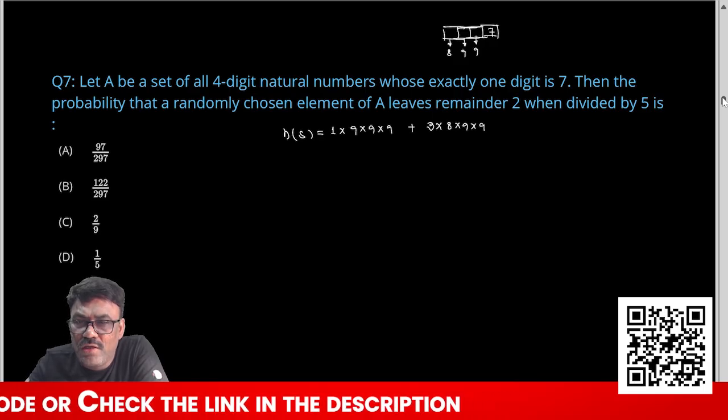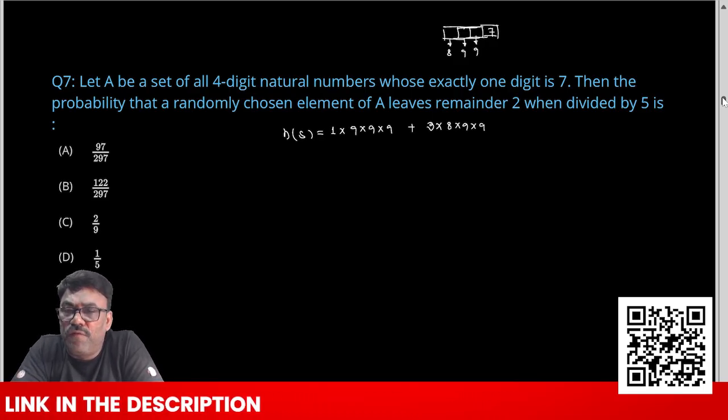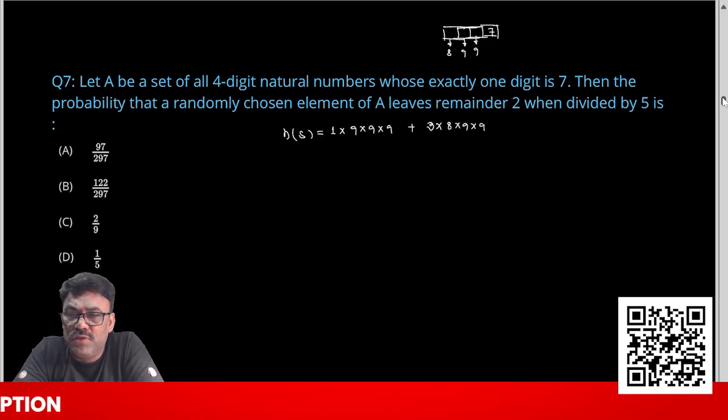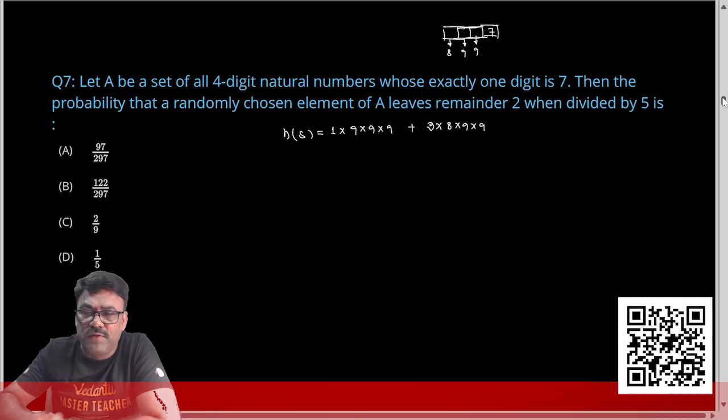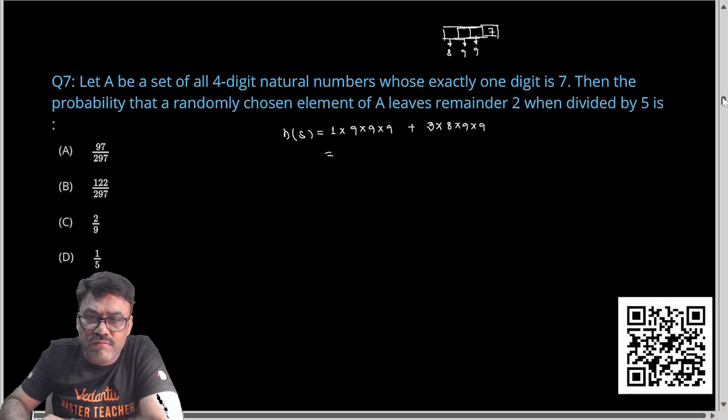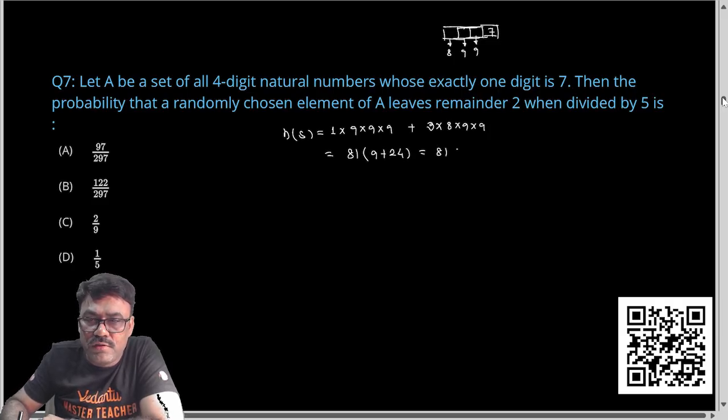So this is the total number of 4-digit natural numbers in which exactly one digit is 7. Now I can take 9 into 9, 81, common here. So I'm getting 9 plus 24. So it is 81 into 33.